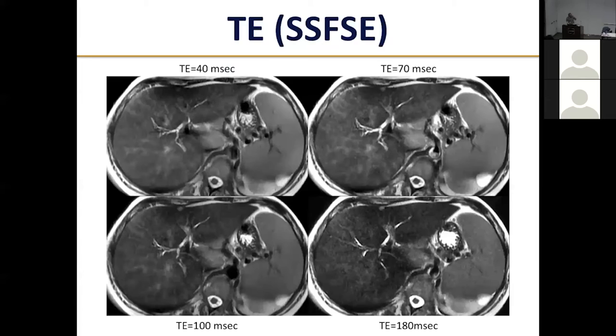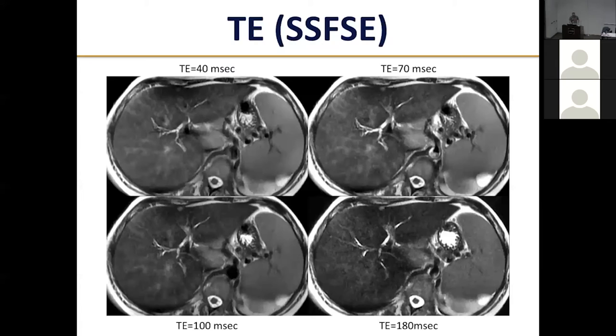I would argue that the heterogeneity of the liver is most obvious maybe on a TE70 or even a TE40 than it is on a TE180. So the T2 weighting depends on what you're trying to see. If what you're trying to see is bright cerebral spinal fluid, you would say this is the most T2 weighted sequence. If, on the other hand, the purpose of your sequence is to detect the parenchymal abnormality of SOS, you would say this sequence is the one that best shows the SOS. This is the best T2 weighted sequence. So the T2 weighting depends on the tissue or the tissues that you're trying to characterize.